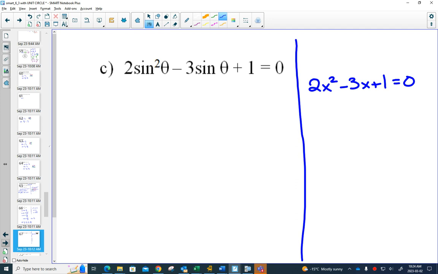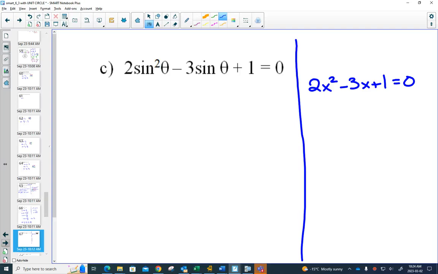So off to the side is doing the review of grade 11, right? Grade 12, we have trig functions. Grade 11, you just had x's. If you had a quadratic equation like this, and you had to solve it, you had 2 options. You could factor, or you could use a quadratic formula.